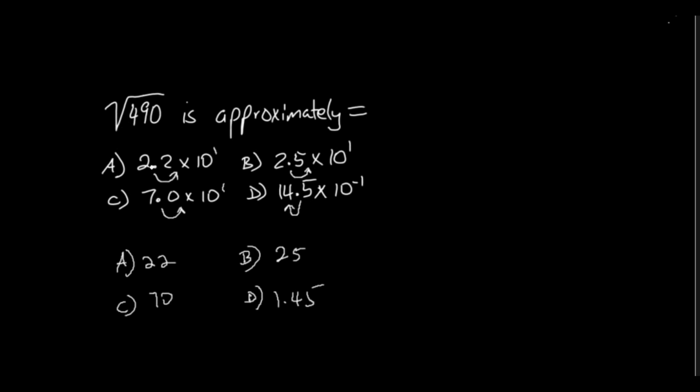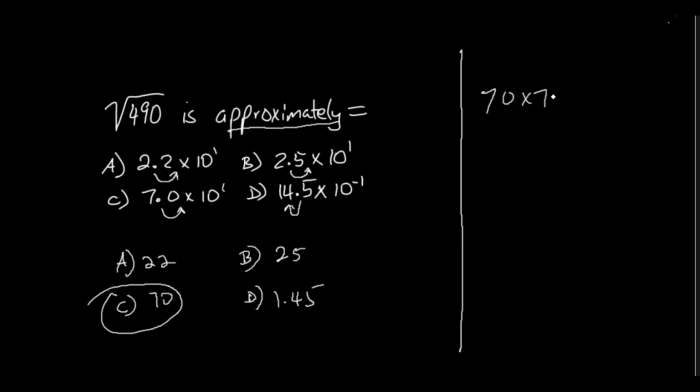We're looking for one of these, or close to one of these, I should say, when we square it. All right, let's start with C. 70 squared, which means 70 times 70, is equal to 49 with 2 zeros at the end. 7 times 7 is 49, and we put the zeros at the end. So the square root of 4,900 is 70. So definitely the square root of 490 would not be 70. So that's out.